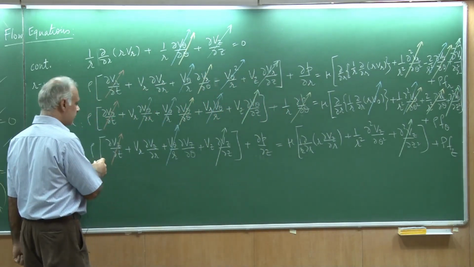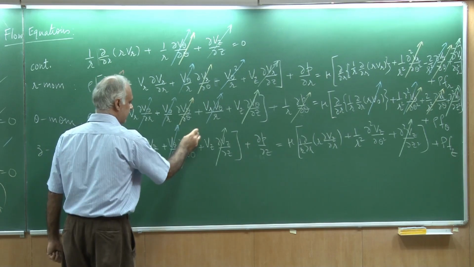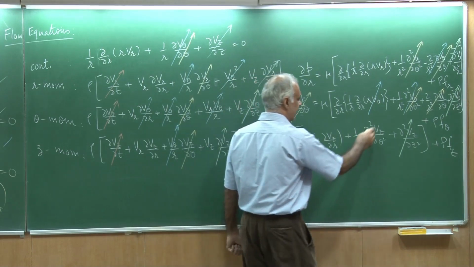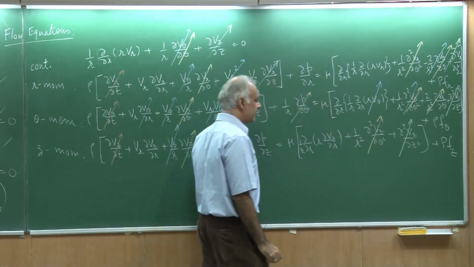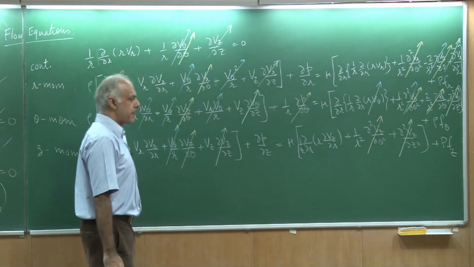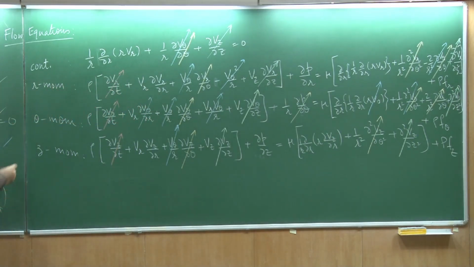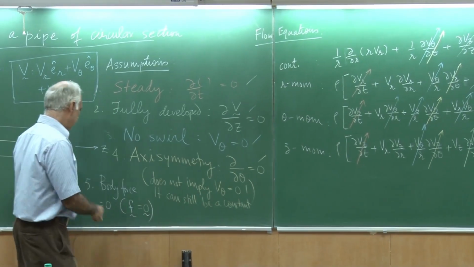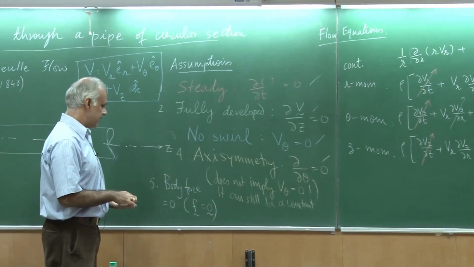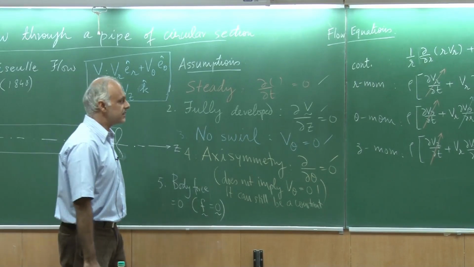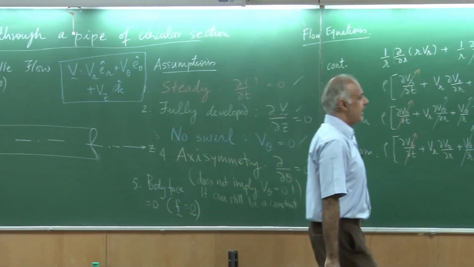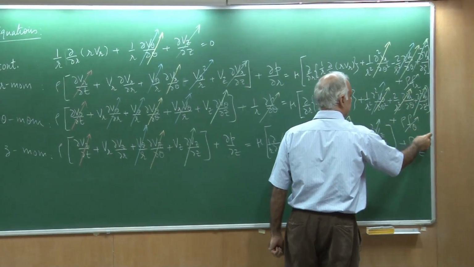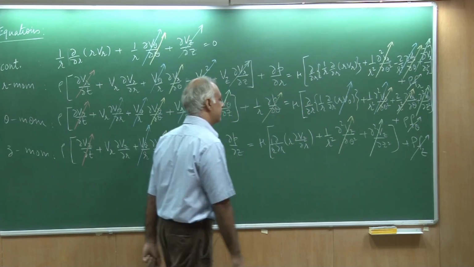And finally, when I come to the z momentum equation, there is a del by del theta term over here, and there is a second derivative with theta, so that would have to go away. Okay. So I have taken care of this assumption as well. Next we come to the body force. So I have assumed that body forces are 0, and that is easy. So I get rid of this term, I get rid of this term, and I get rid of this term.